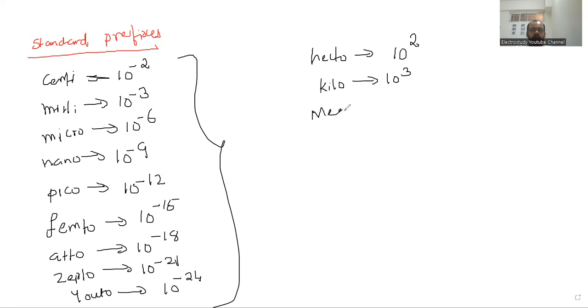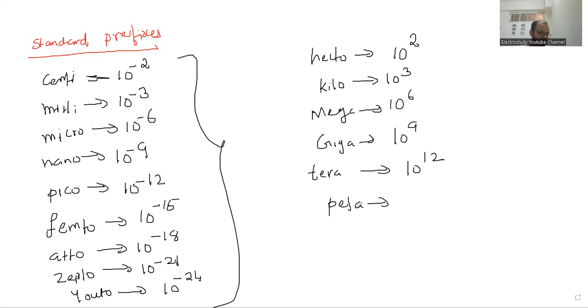Similarly, mega. Mega means 10 to the power 6. Next is giga. It will be 10 to the power 9. Hope you are noting down. Tera. What is tera? Tera is nothing but 10 to the power 12. Similarly, peta. Peta means 10 to the power 15. Similarly, exa. Exa means 10 to the power 18.